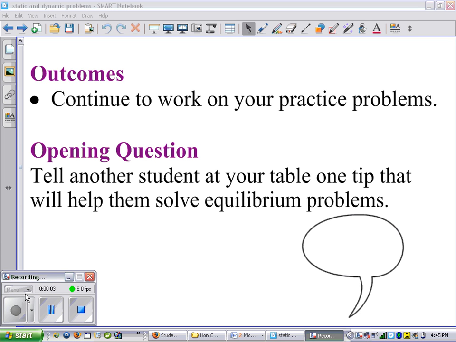Today's outcome is to continue working on your equilibrium practice problems. For the opening question, take a moment to tell another student at your table one tip that will help them solve equilibrium problems.